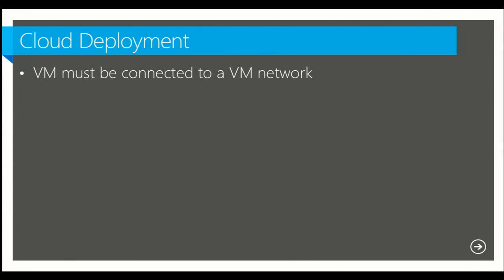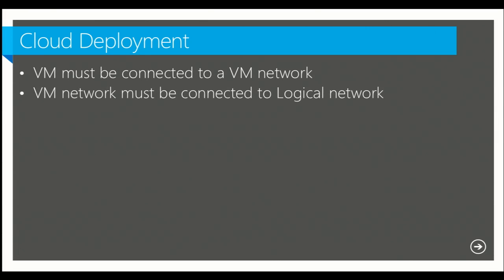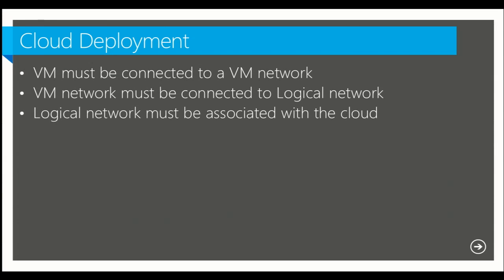So a couple notes for the cloud deployment. When you're deploying to a cloud, your VM must be connected to a VM network that's associated with that cloud. That VM network must then be connected to a logical network, and that logical network must be associated with the cloud. So if you're trying to deploy to hosts and there are failures because it can't connect to certain hosts that should have the ability to connect, this is sort of the progression you look through to make sure at each step you've got those associations built.